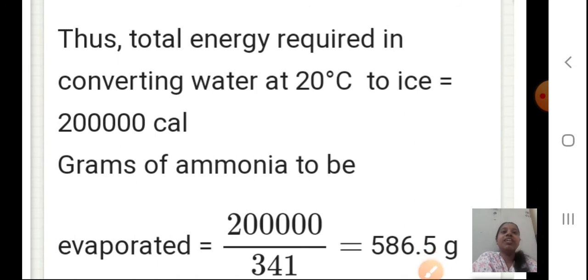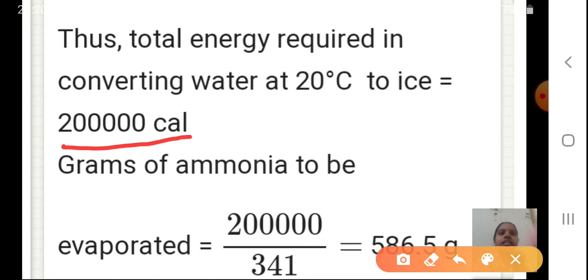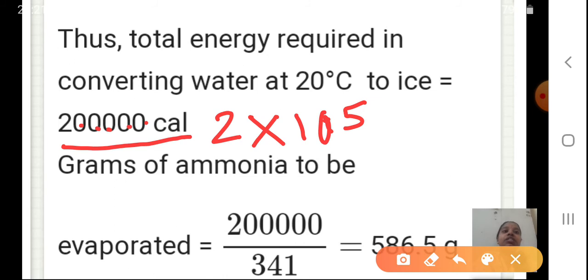Now see here. The total energy required in converting water at 20 degrees Celsius to ice: we have added both. We can take one as Q1 and the next as Q2. So what total did we get? We got this many calories, which you can also write as 2 into 10 raised to 5. Keep a habit of writing in this way. How many zeros? 1, 2, 3, 4, 5. So 10 raised to 5 calories. This much total energy will be required.